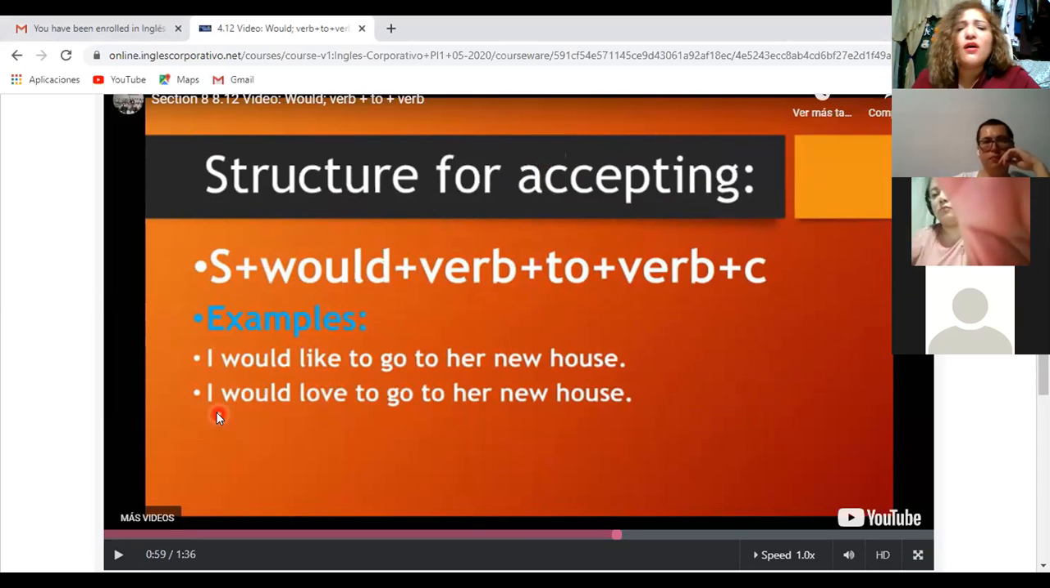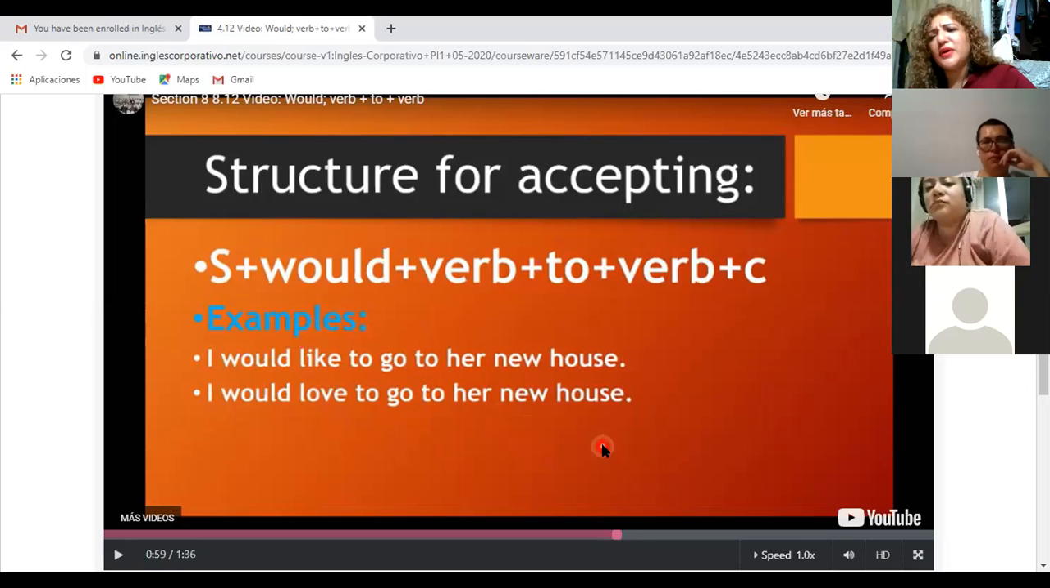Or you can say, oh, yes, I would love to go to her new house. Or you can say, yes, I would love to go. Or yes, I would love to. You can answer the question in different ways. Or simply you can say, yes. Very good. But this is the grammar structure that is correct.